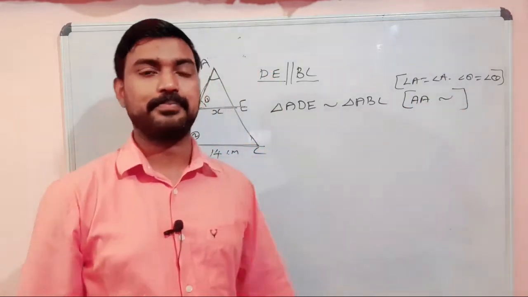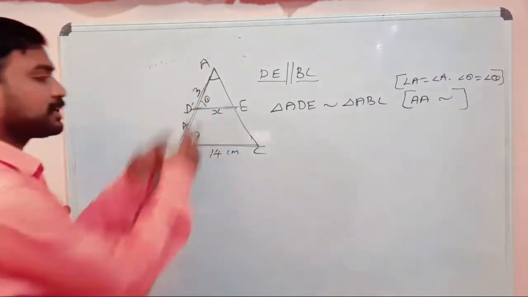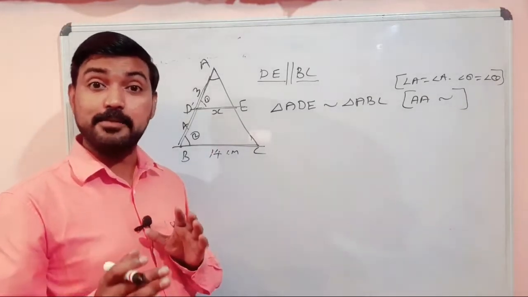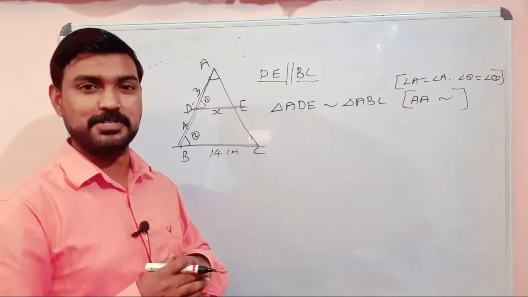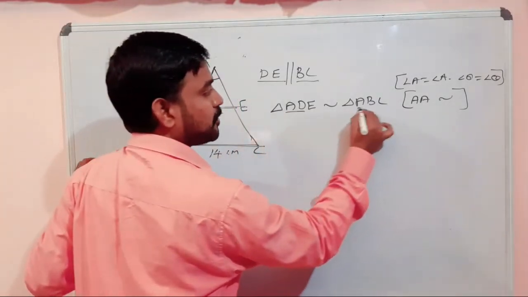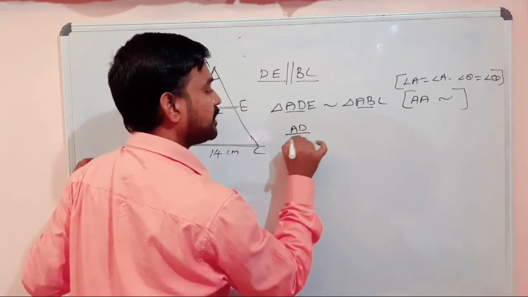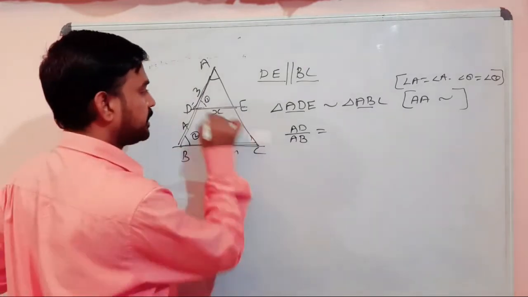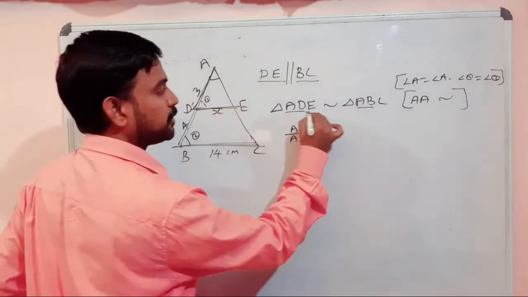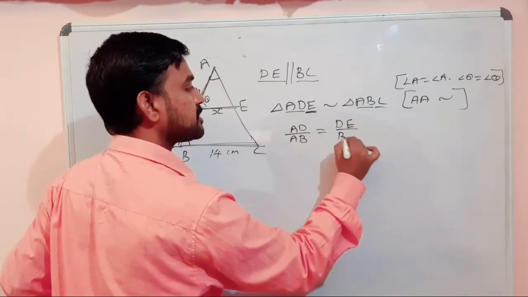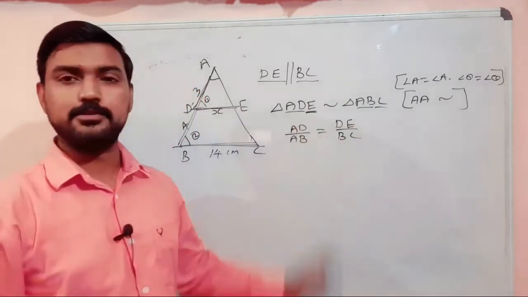Both are the same. So my dear students, if two triangles are similar, we studied that their corresponding sides are in the same ratio. Already we discussed it in the previous question. So we can write that in the smallest triangle AD corresponds to AB. So we can write AD by AB, which is equal to, and we need to find DE. DE corresponds to BC. So we can write DE by BC. This is enough. The third side is not required here.